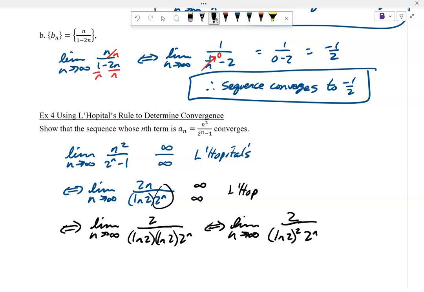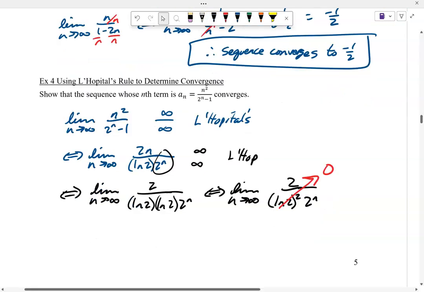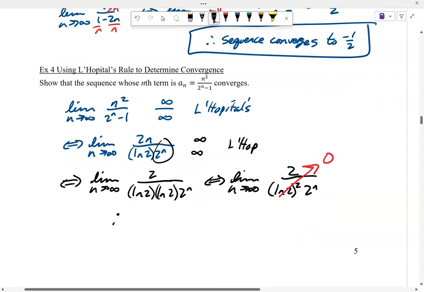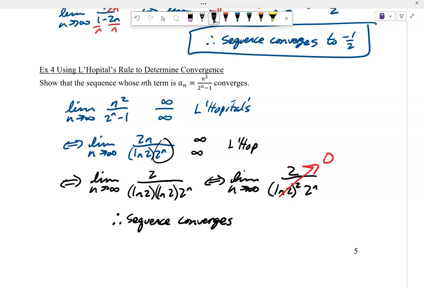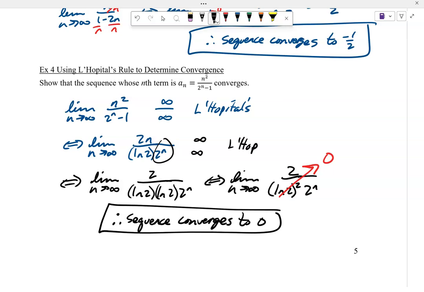So the bottom is getting huge, right? So this is going to 0. I got 2 over a huge, huge number, right? So this is going to 0. Therefore, we can conclude the sequence converges. Sure enough, it does converge to 0. L'Hopital's rule helped us to get there.